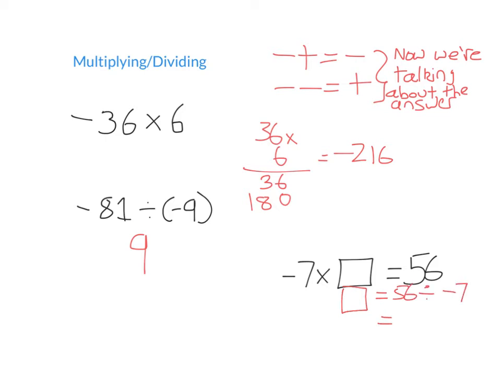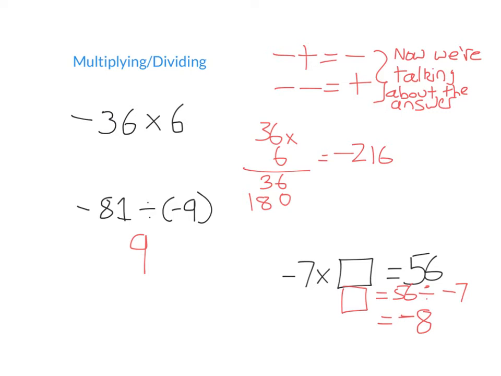So, here we have a positive number divided by a negative. So that's this rule here. It doesn't matter the order. It doesn't matter whether the positive number is first or the negative number is first, as up here. When you have one positive, one negative, and you either multiply or divide, your answer's negative. So 56 divided by 7 is 8, and the answer is negative.